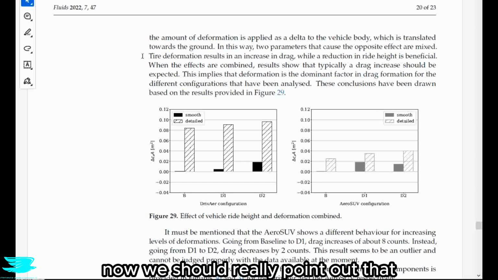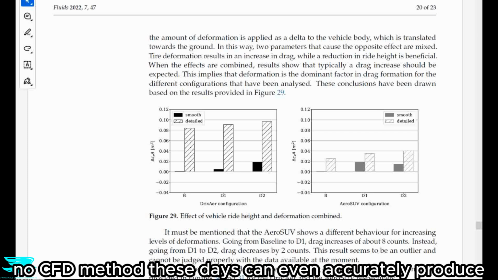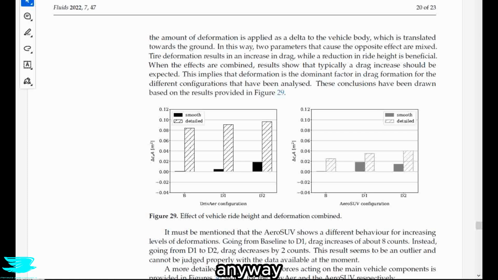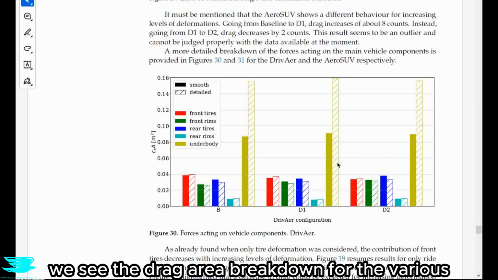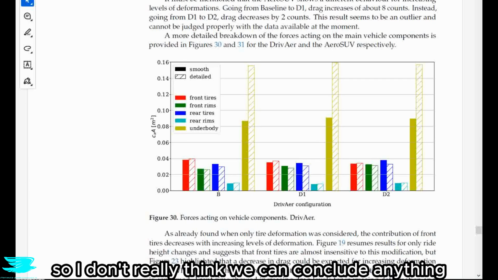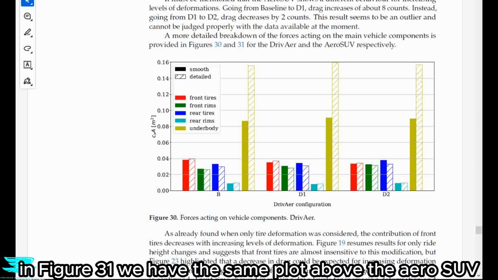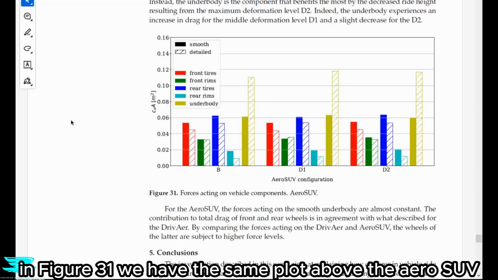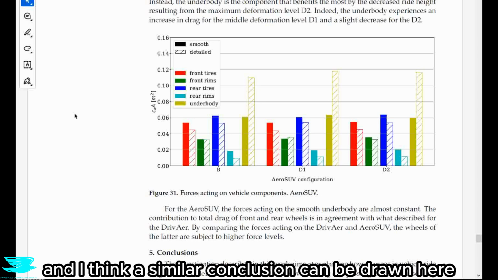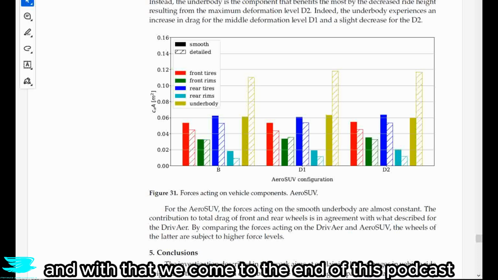Now we should also point out that the differences are quite small, only a few counts, which no CFD method these days can even accurately produce anyway. Anyway, in figure 30, we see the drag area breakdown for the various components of the car, and the changes are very minimal, so I don't really think we can conclude anything because it's mostly within the error. In figure 31, we have the same plot, but for the Aero SUV, and I think a similar conclusion can be drawn here where the changes are very small, so I don't think they stand out from a CFD error necessarily. And with that, we come to the end of this podcast.